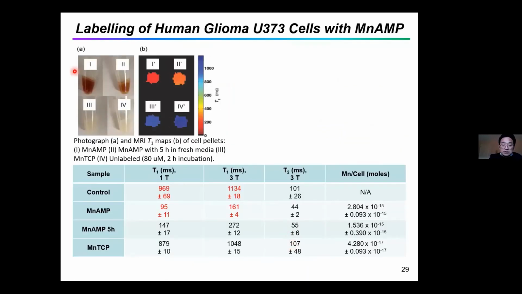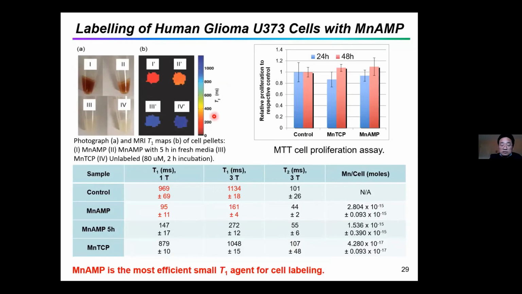And as we predicted, when you incubate these agents with the cells, they can enter cells very efficiently. You can see it already by eye, and that also leads to stronger T1 enhancement. If you quantify this value, this shortening of the T1 is actually the most effective one so far. Manganese AMP could decrease T1 from 1 second at 3 Tesla all the way to below 200 milliseconds. And at 1 Tesla, you can see something even more significant. So manganese AMP is so far the most efficient T1 agent for cell labeling.